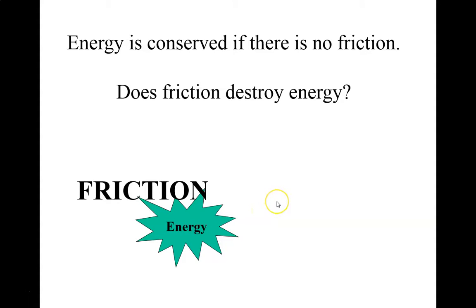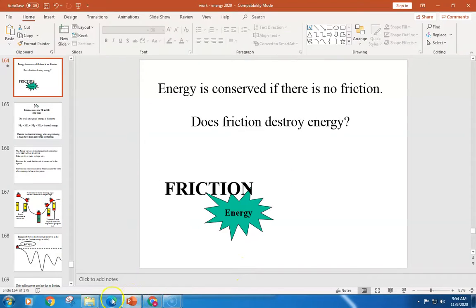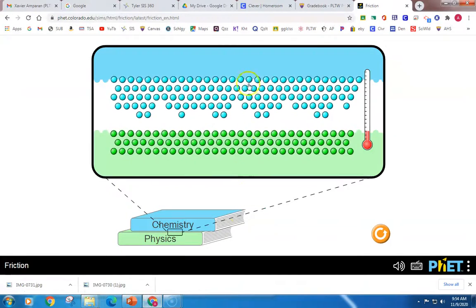Okay, and the last piece of the puzzle for energy that we're going to get into is friction. With friction, energy is conserved in our system if there's no friction. What happens to the energy when there is friction, and what goes on with that? Well, there's a simple little applet here. Friction does not destroy energy; it merely converts it into heat.